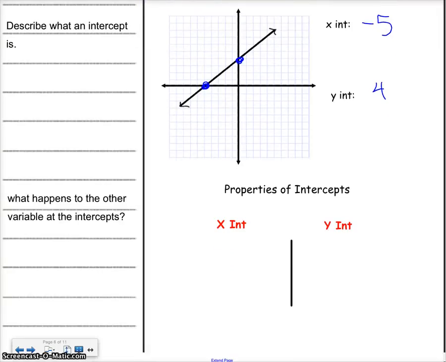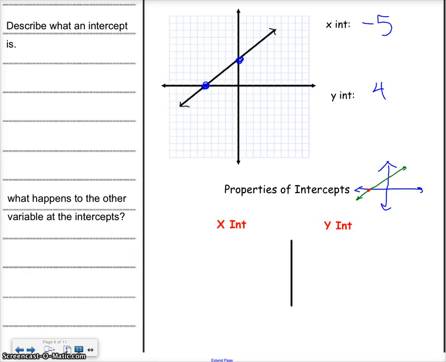Let's analyze some properties of intercepts. So make a little baby coordinate plane, and then make a line that goes through it. I don't care what your line looks like. I'm just going to make one. And I want us to analyze what are some characteristics of intercepts. So looking at my x-intercept, remember the x-axis is the horizontal axis. Looking at my x-intercept, what is my y value?